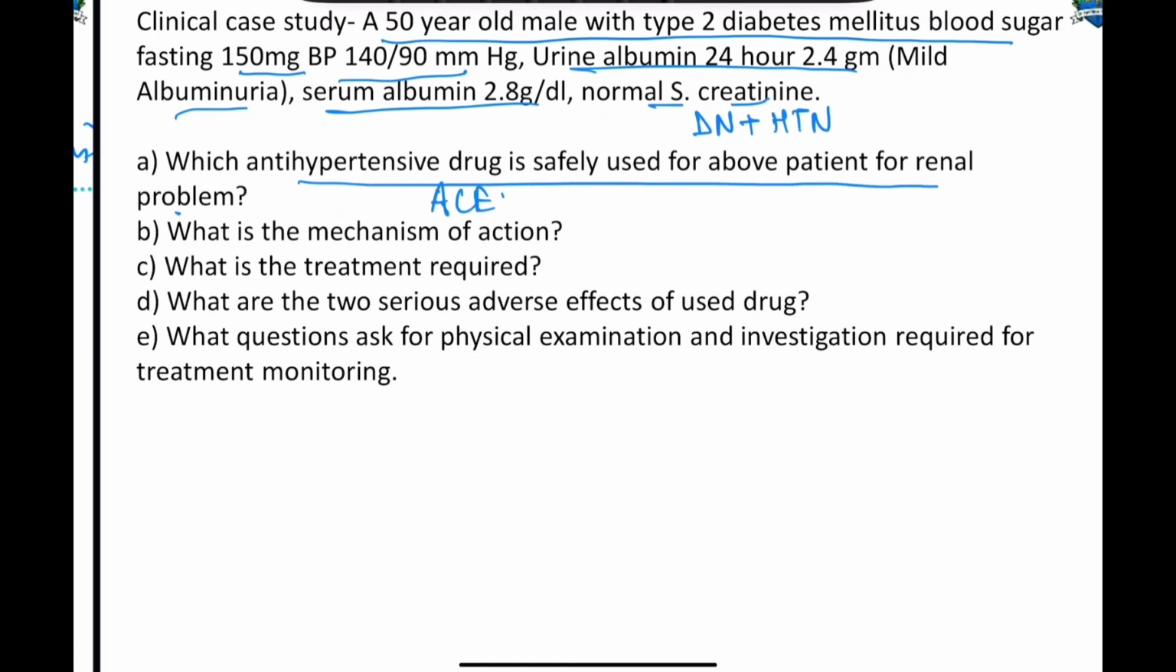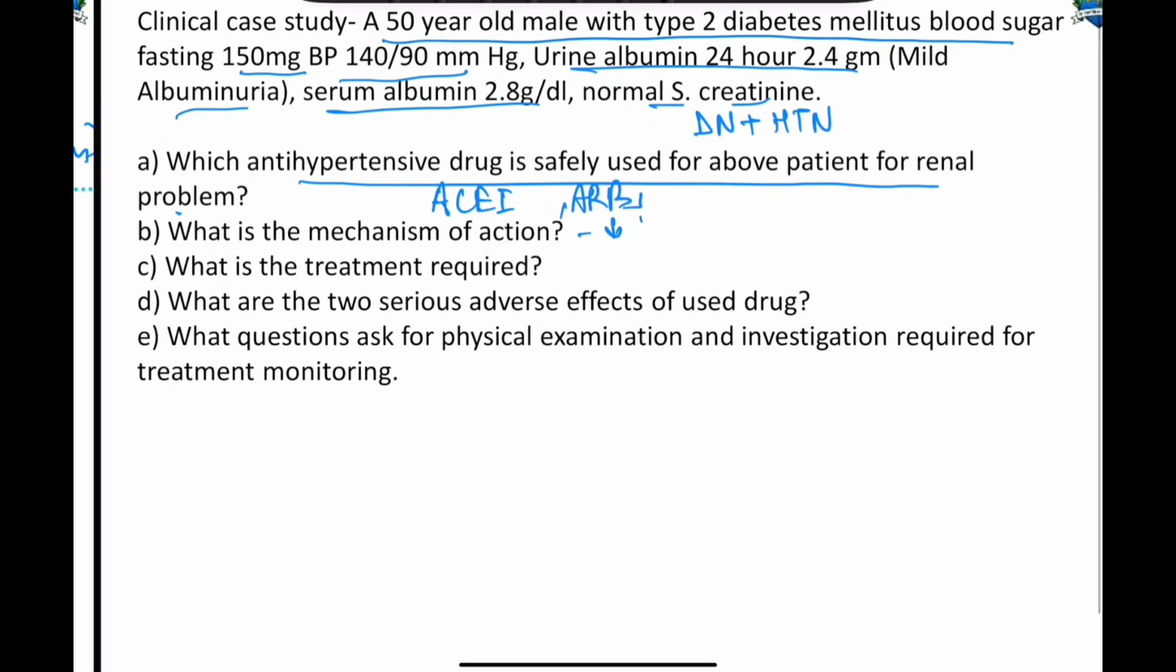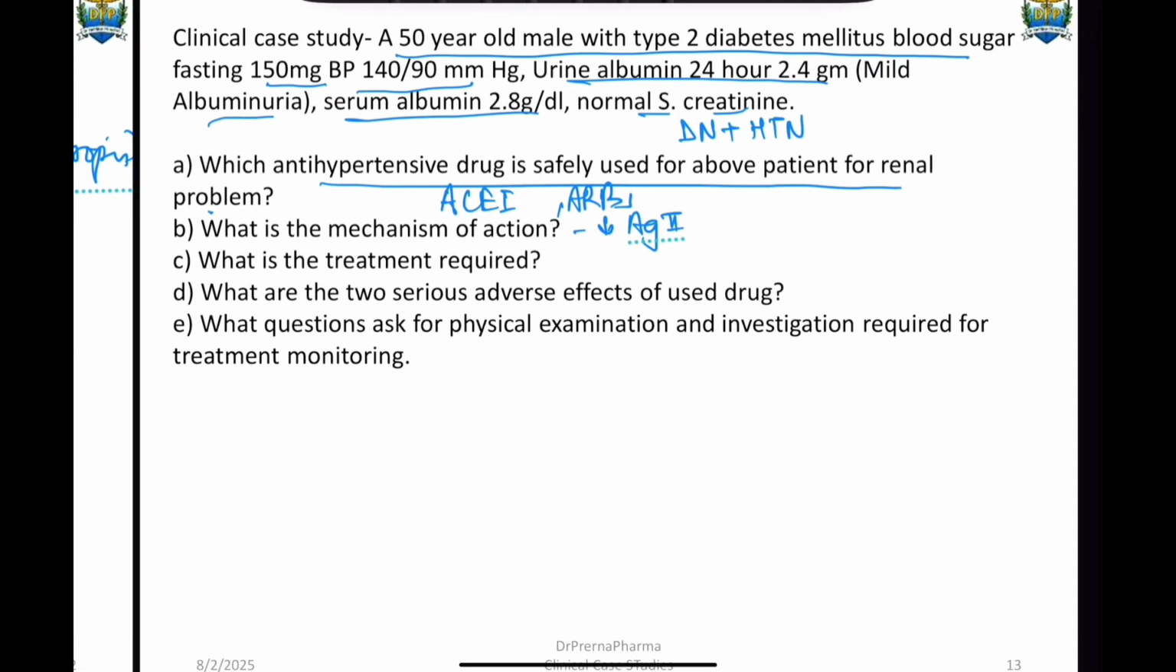In renal diseases, ACE inhibitors can be used, ARBs can be used. Mechanism of action, we have earlier discussed: they reduce the angiotensin II action, they reduce the glomerular pressure and give renal protection. What is the treatment required? Treatment in this case is a tight glycemic control, right? Then BP control and low protein diet, since he is also having kidney damage.